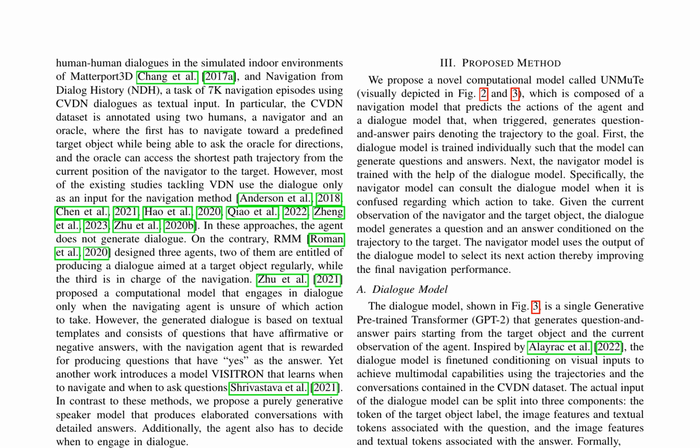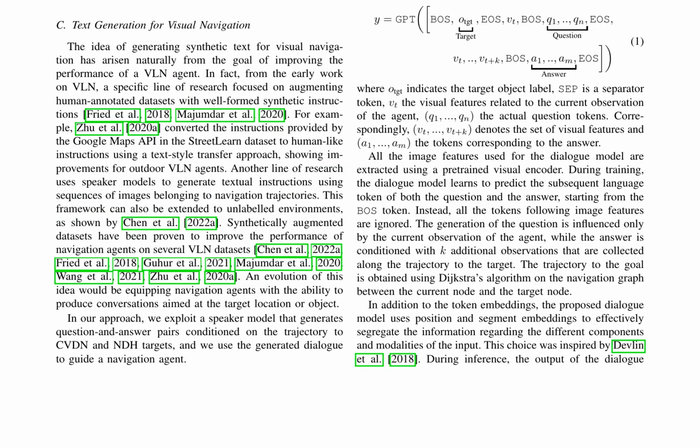agent. The dialogue model is a single generative pre-trained transformer, GPT-2, that generates question and answer pairs conditioned on the trajectory to the target object. The model is fine-tuned to achieve multimodal capabilities using the trajectories and conversations contained in the CVDN dataset. The navigation model is a modified variant of dual-scale graph transformer, Duet, that keeps track of visited and observed nodes by producing a topological map of the environment. The model is modified to account for backtracking behavior in human-generated trajectories.